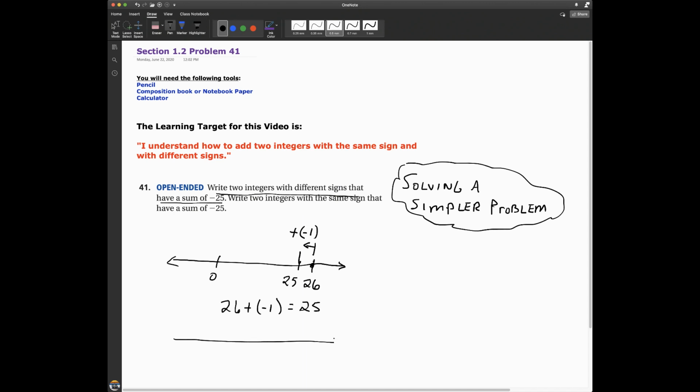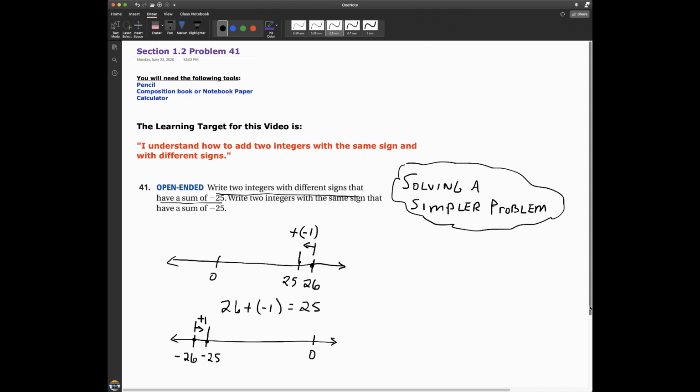So again, let me draw a number line here, and I'm going to put 0 over here. And again, this time, let me go out to negative 26, which is right here. Now I want to get to its neighbor, which is negative 25. How can I get there? Well, I have to go in a positive direction to get to negative 25.